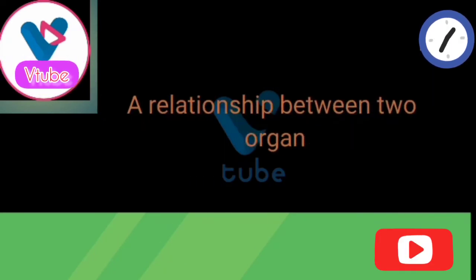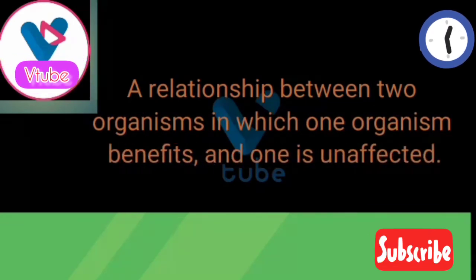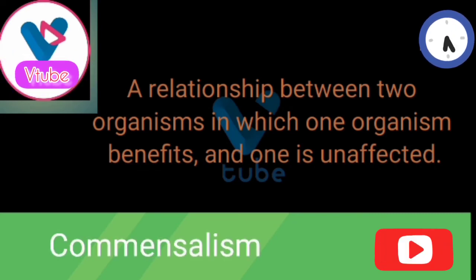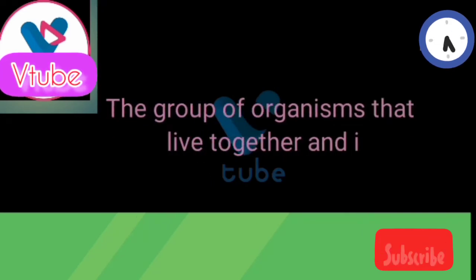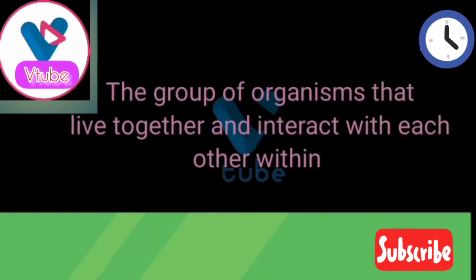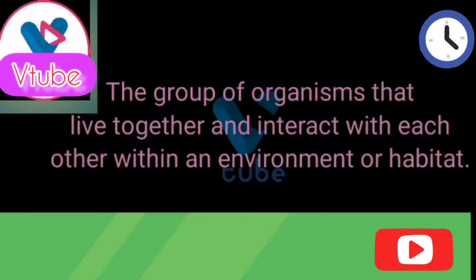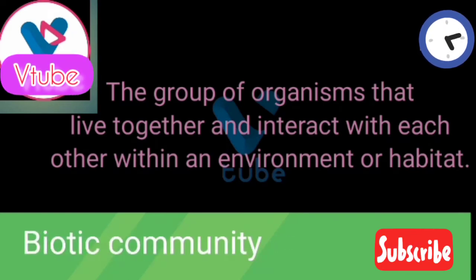A relationship between two organisms in which one organism benefits and one is unaffected is called commensalism. The group of organisms that live together and interact with each other within an environment or habitat is called a biotic community.